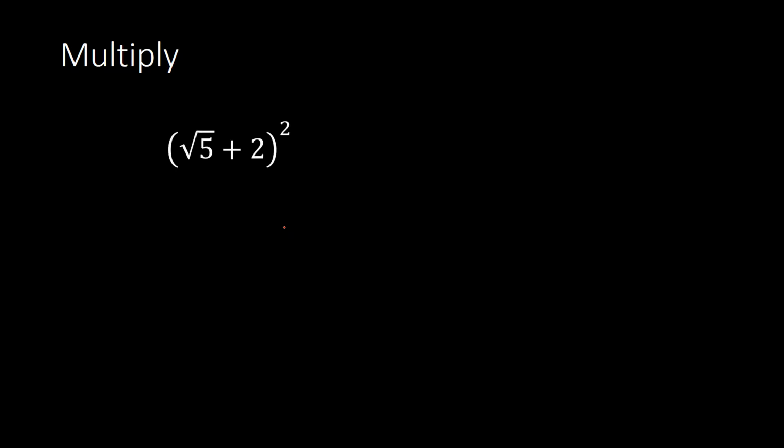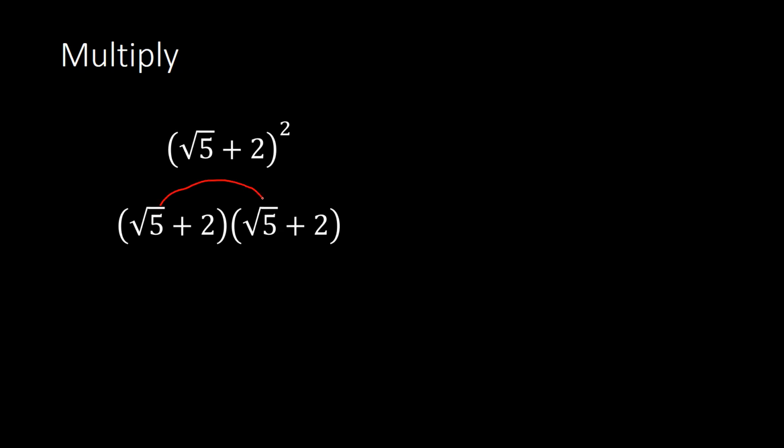So here we see the square root of 5 plus 2, and the whole thing is being squared. Now remember, when I square something, what it means is that I'm multiplying something by itself. So what I have is the square root of 5 plus 2 times the square root of 5 plus 2. And now when I multiply, I do the same thing that I just did, but in this case we have radicals instead. So we distribute multiple times.